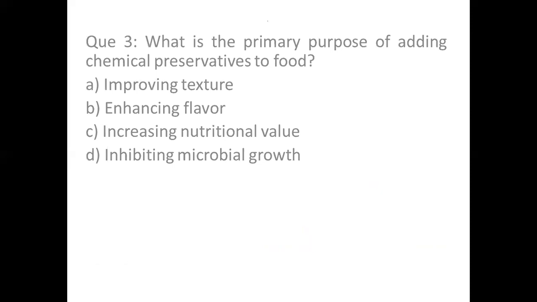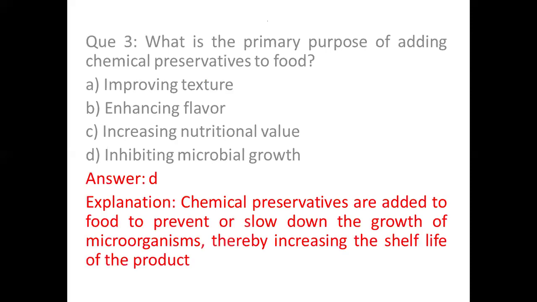Question number 3: what is the primary purpose of adding chemical preservatives to food? And the options are option A, improving texture, option B, enhancing flavor, option C, increasing nutritional value, and option D, that is inhibiting microbial growth. So the answer is very sure, inhibiting microbial growth. It's a very usual thing.